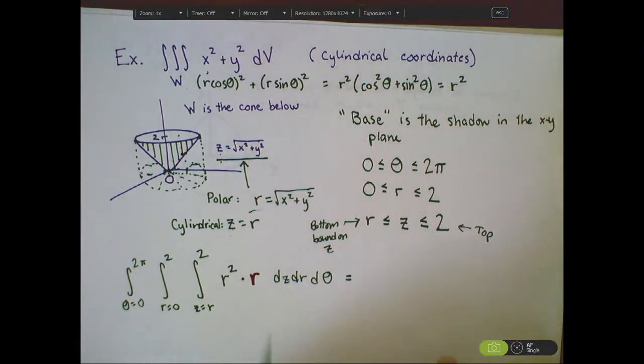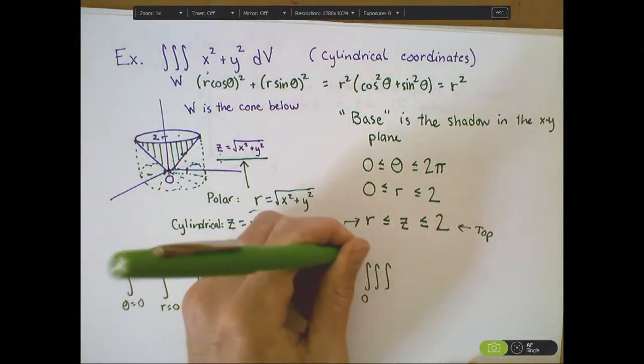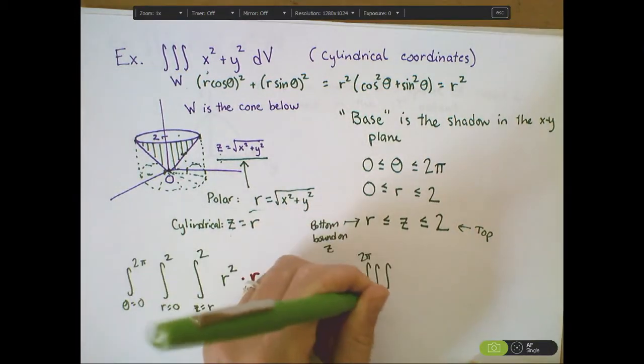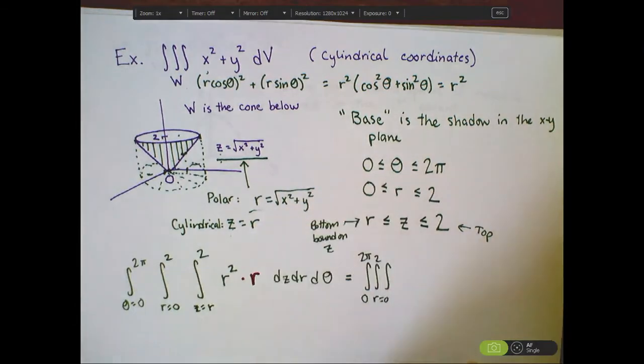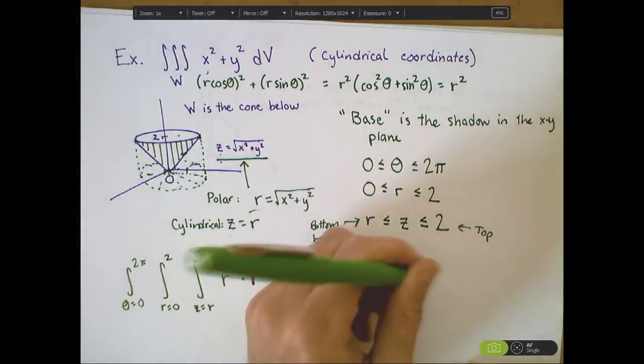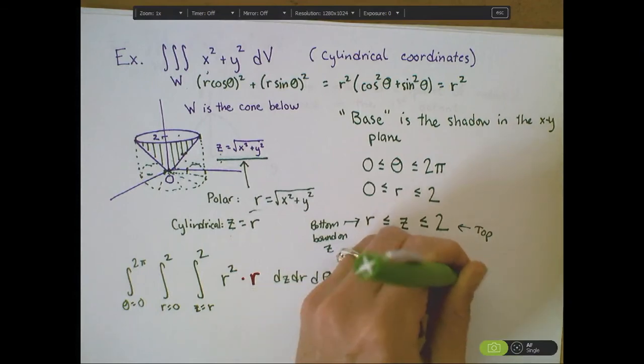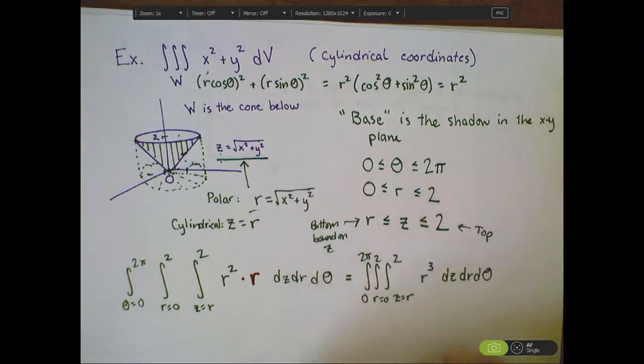So we can simplify this to r cubed. I have my triple integral. Theta goes from 0 to 2 pi. R goes from 0 to 2. Z goes from r to 2 of r cubed, dz, dr, d theta. My first step, I'm going to integrate with respect to z.